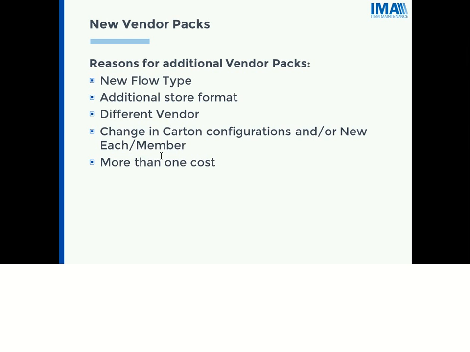If it's a different vendor, let's say a different vendor is coming in to take over an item a previous vendor was supplying. If you have a change in carton configurations, or a new each or member. And then finally, if you have more than one cost, an example would be if your item has been selling in the 48 continental states and they want to start selling it in Puerto Rico and Hawaii, it's going to cost more. So it would need a new vendor pack for that different cost.